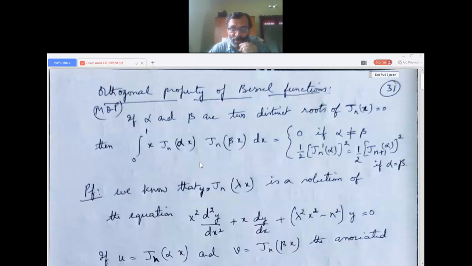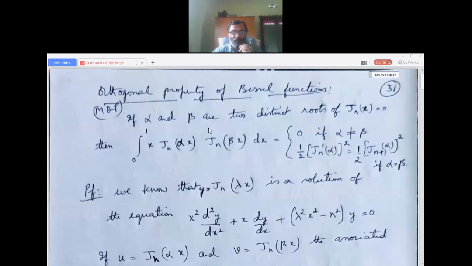But in the model question paper they have given only the first part, that is the integral from 0 to 1 of x Jn alpha x Jn beta x dx is equal to 0 if alpha not equal to beta. Only the first part they have given, but they can give both the parts, we cannot say, or they can give the second part. So I did both the parts.